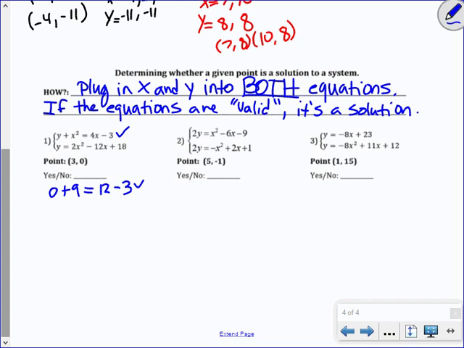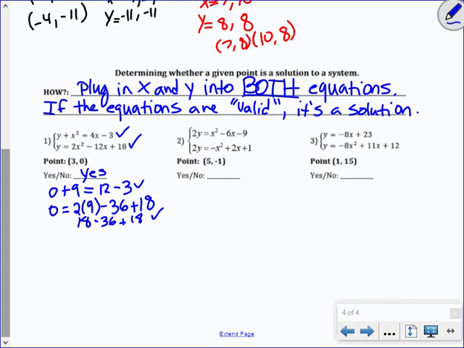So I'm going to do the same thing. I have 0 over here, and then I have 2 times 9 minus 36 plus 18. So I have 18 minus 36 plus 18. Does that work out to be 0? Okay, so it works for both equations, so would (3, 0) be a solution? That's the whole process that you are following.